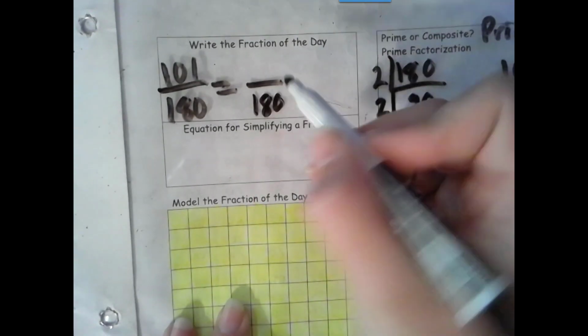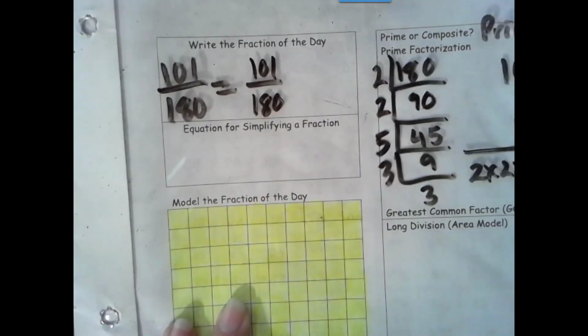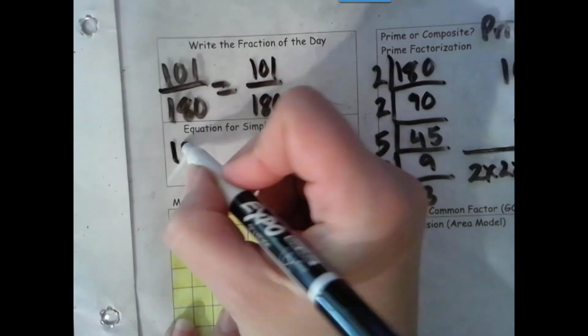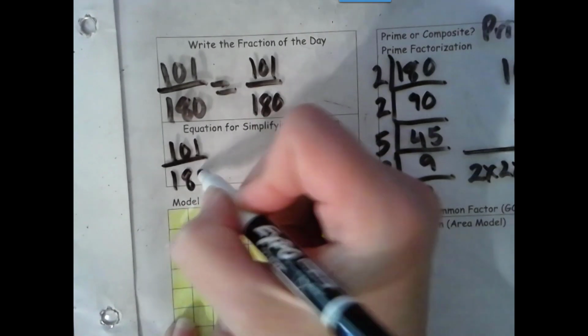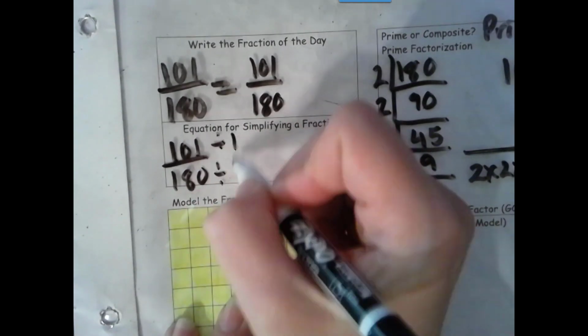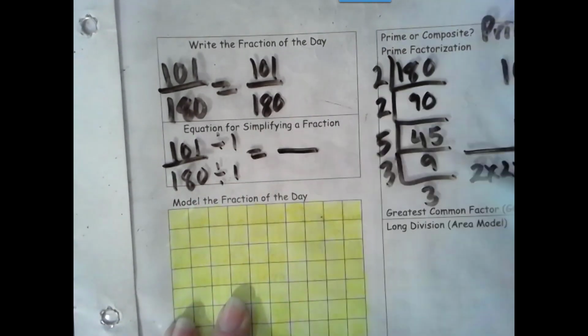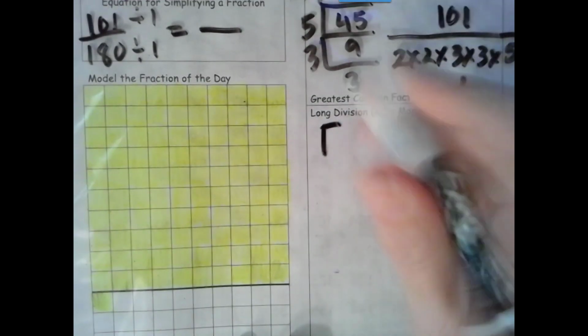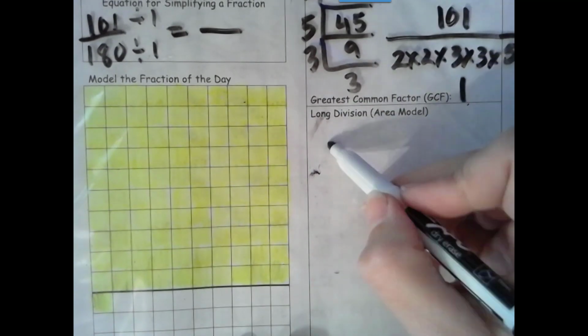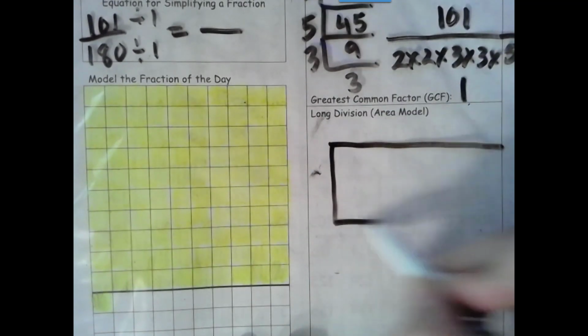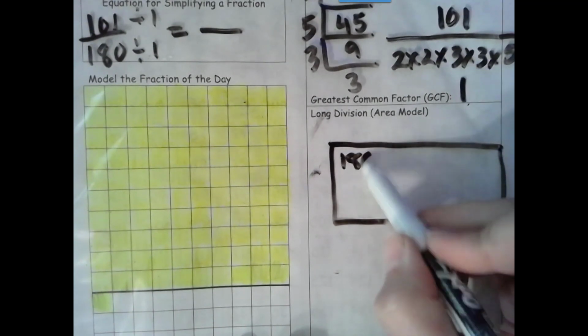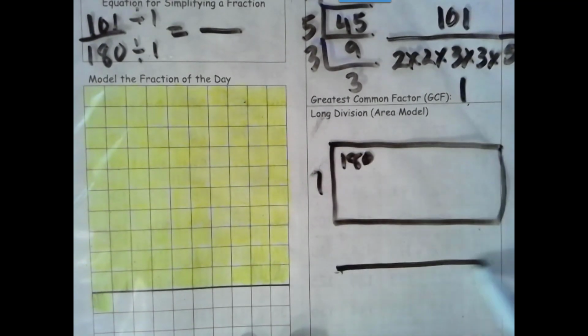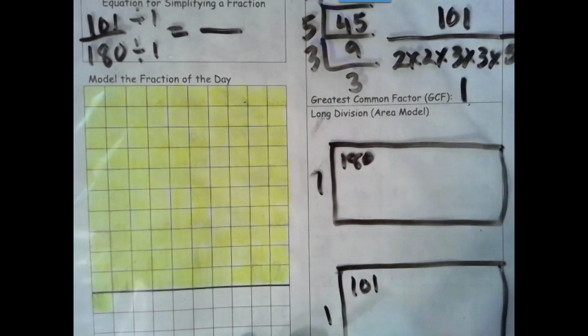180. How many are shaded in? 101. Now we've done our division with our model. Let's go ahead and prove it with our algorithm. I'm going to divide everything into groups of 1. So 180 divided into groups of 1 and 101 divided into groups of 1.